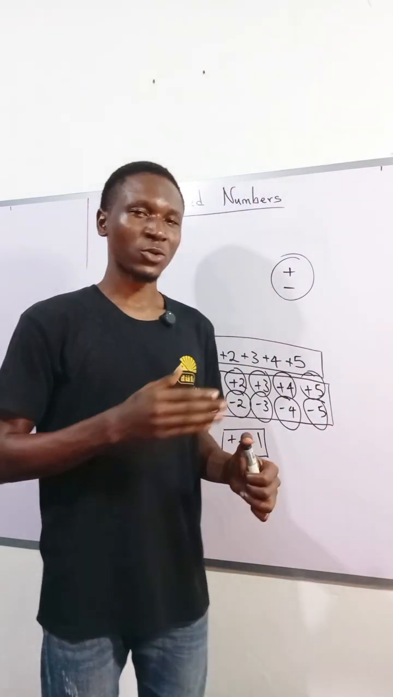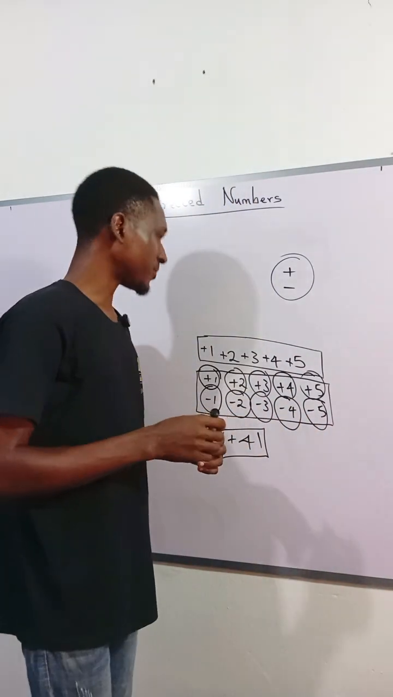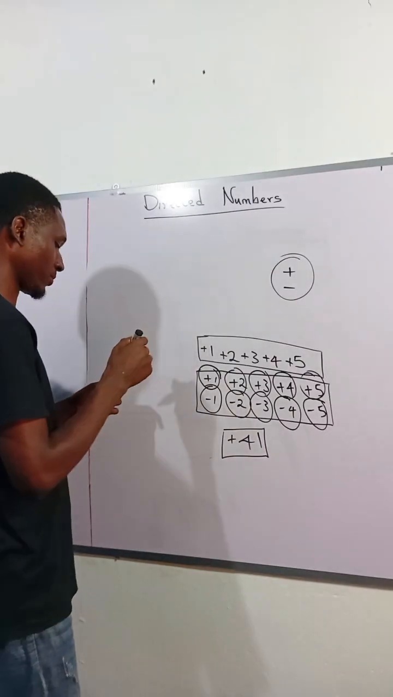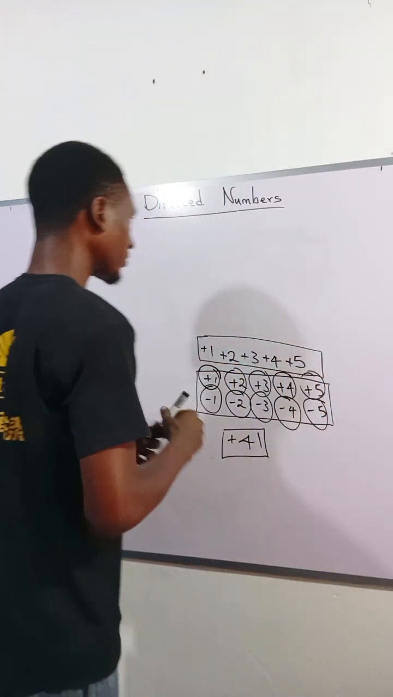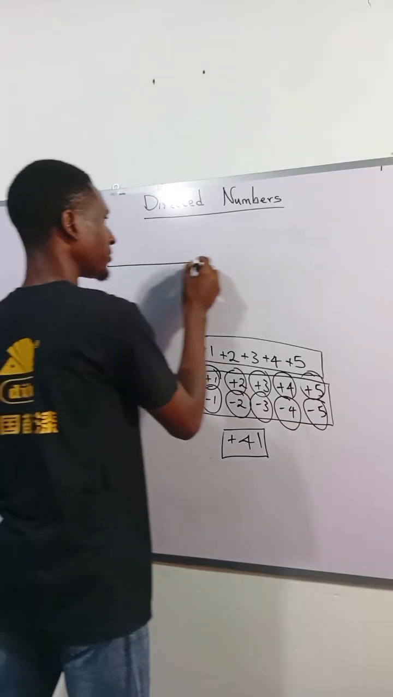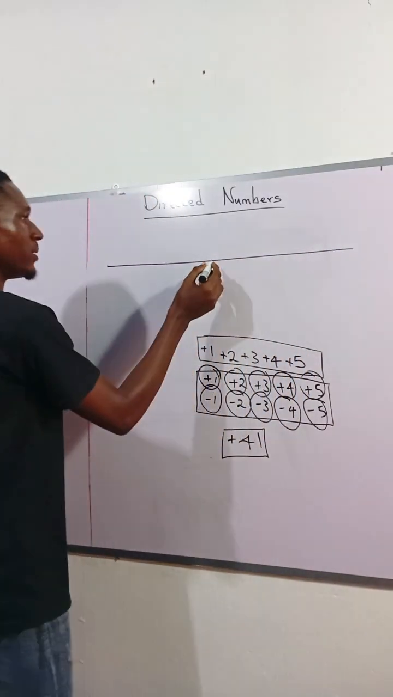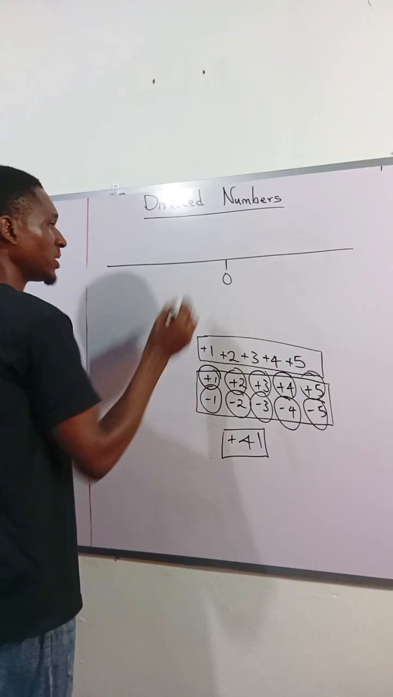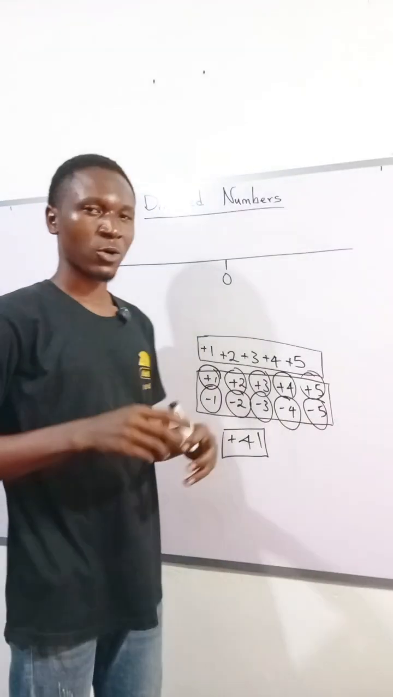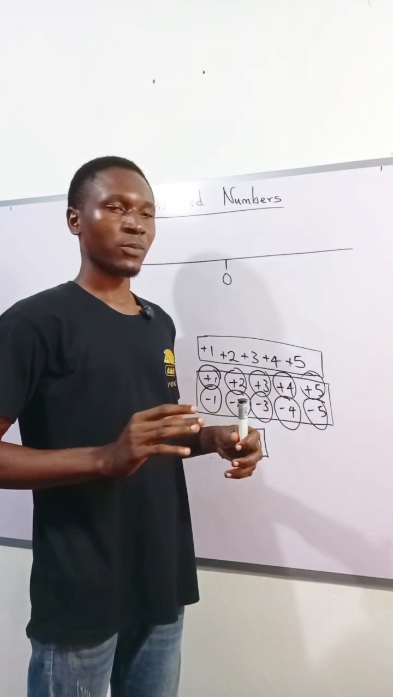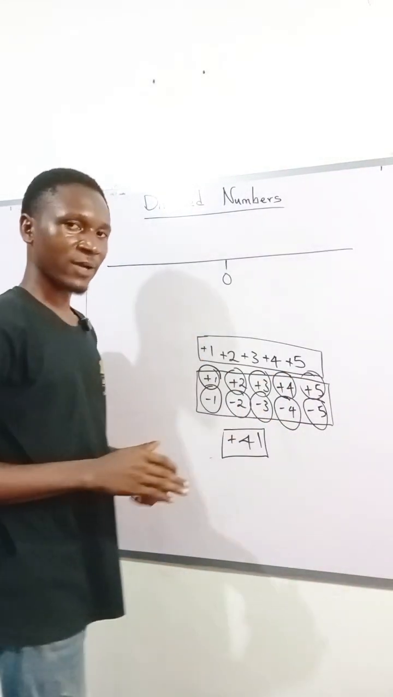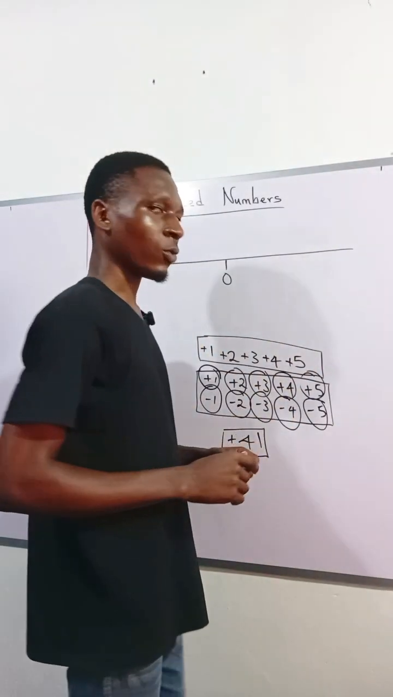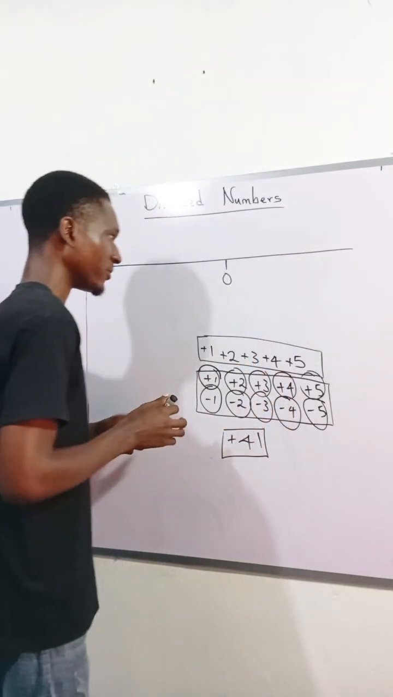Now we represent these directed numbers on a number line. Let me draw a number line for you. A straight line. In the middle is the origin, which is 0. Origin, that is where all numbers start from. Both the positive directed numbers and the negative directed numbers. The positive directed numbers go to the right, while the negative directed numbers go to the left.